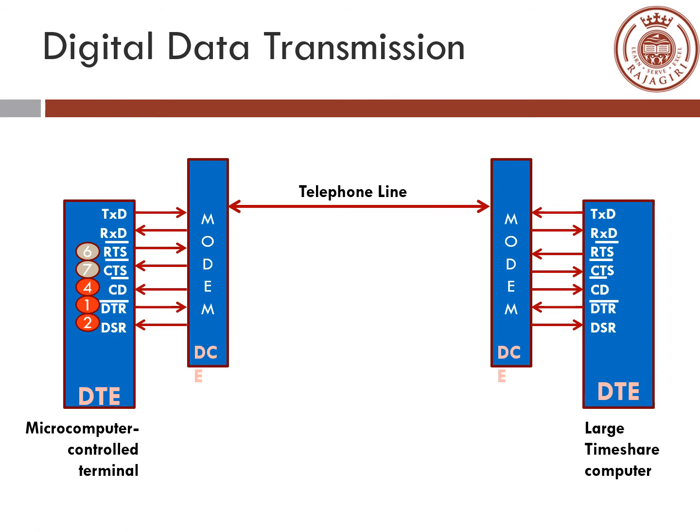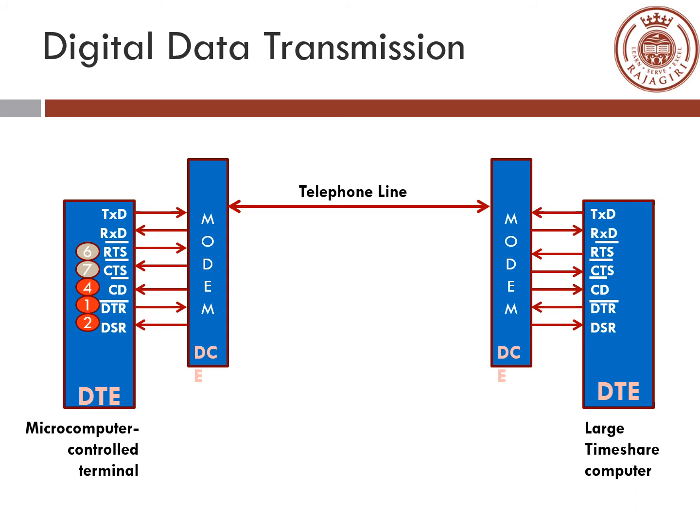This slide shows the full picture of serial data communication between a sender and a receiver. In this case, on the extreme left, you can see a microcomputer controlled terminal which is talking to a large time-shared computer like a mainframe. So you want to send commands to the mainframe over telephone lines, and the mainframe will send back some display characters and things like that.